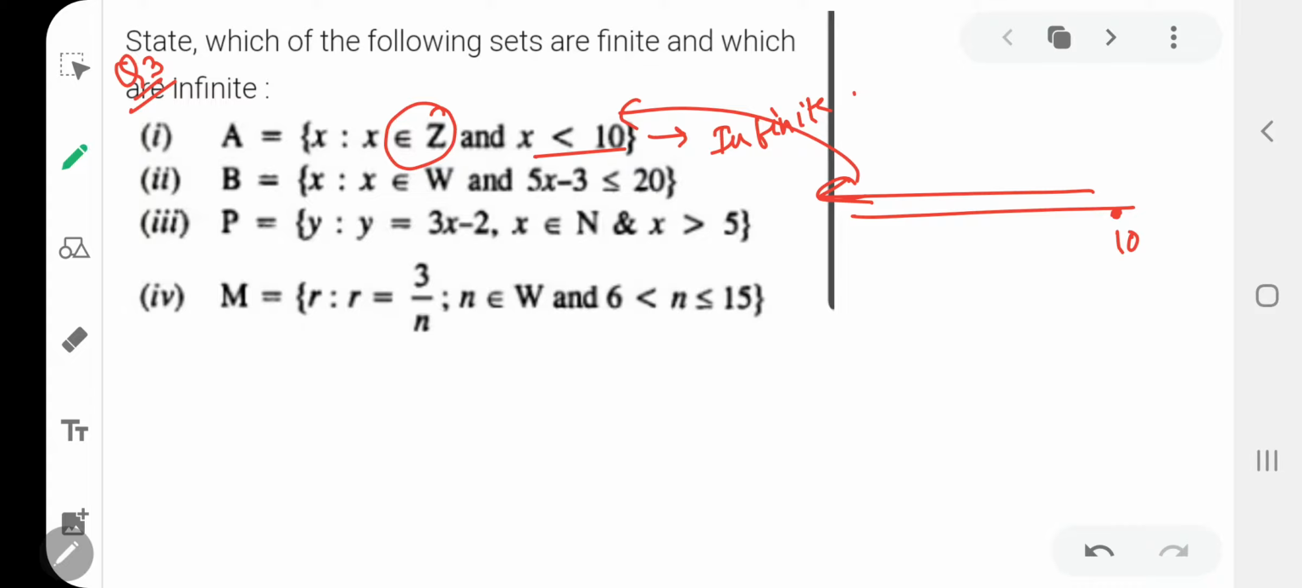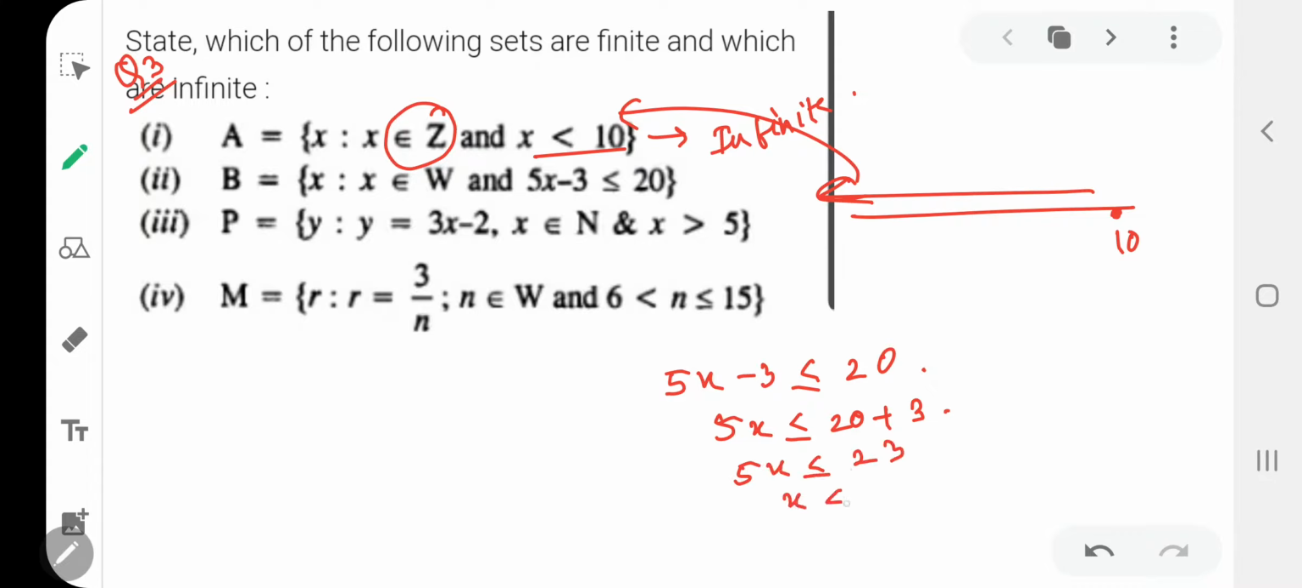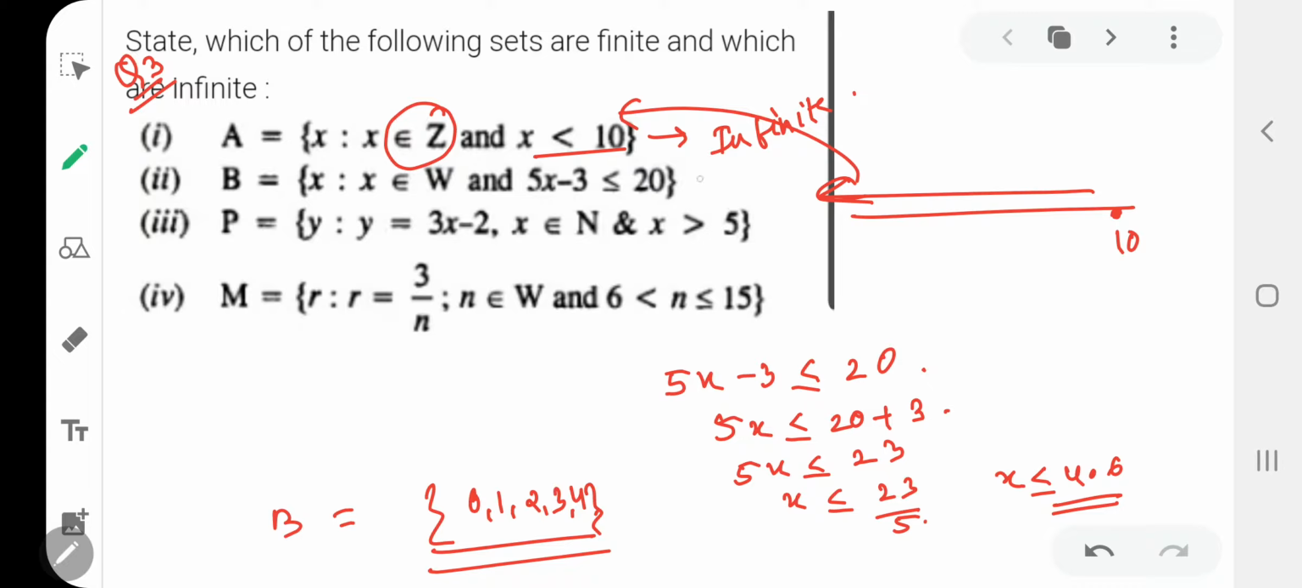Number 2, we have x such that x belongs to whole numbers and you have been given that 5x minus 3 is less than or equal to 20. Now whole numbers, my dear kids, start from 0 and you have been given this equation. We will solve this equation to find the value. Okay, so I'll get x is less than or equal to 4.6. My dear kids, it belongs to whole numbers, so my set will be 0, 1, 2, 3, 4. Am I correct? This is a finite set. It's a limited set, so I will write finite here.